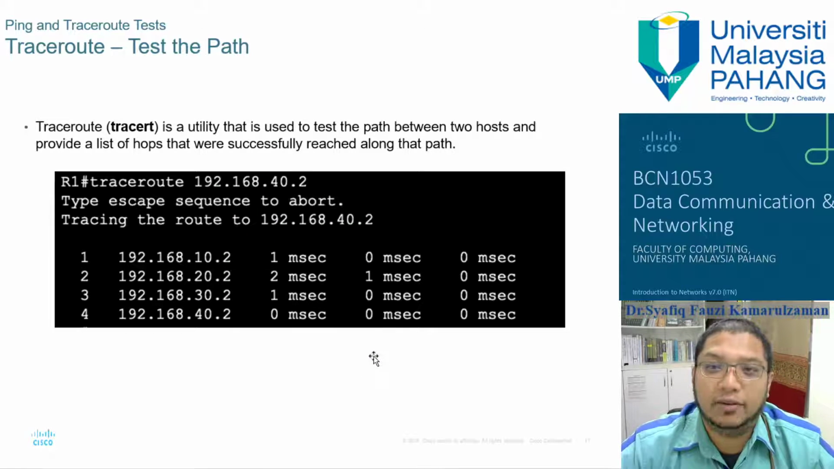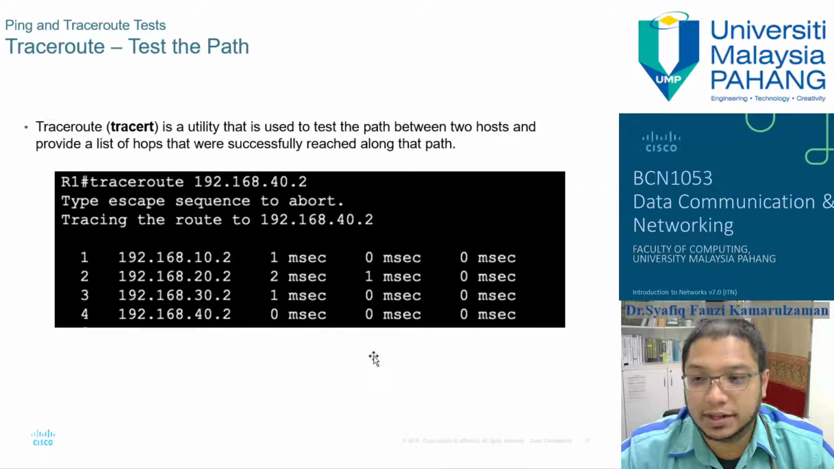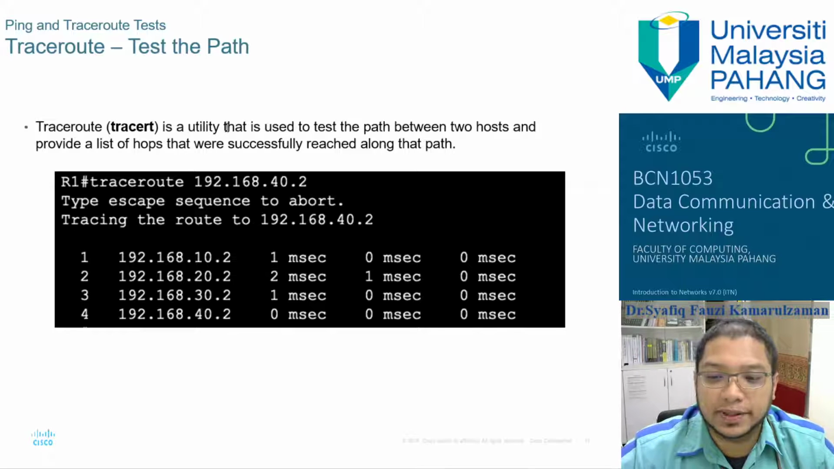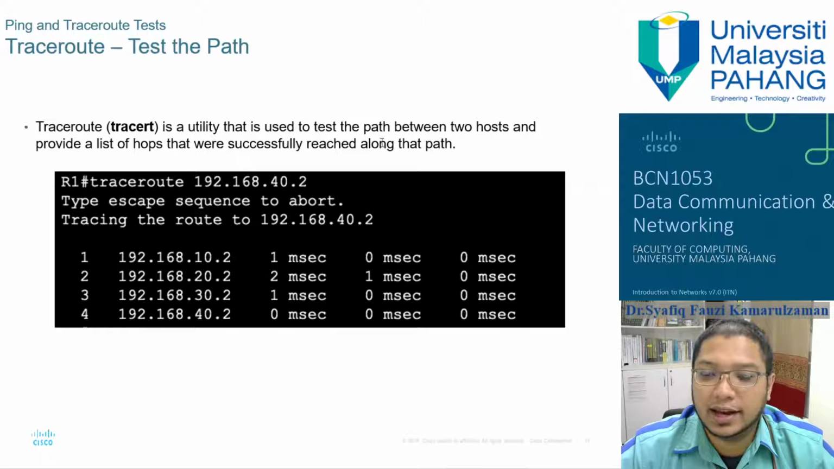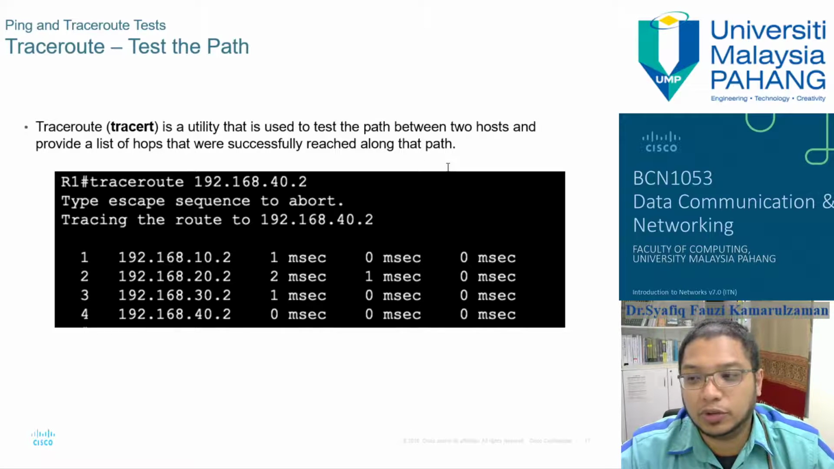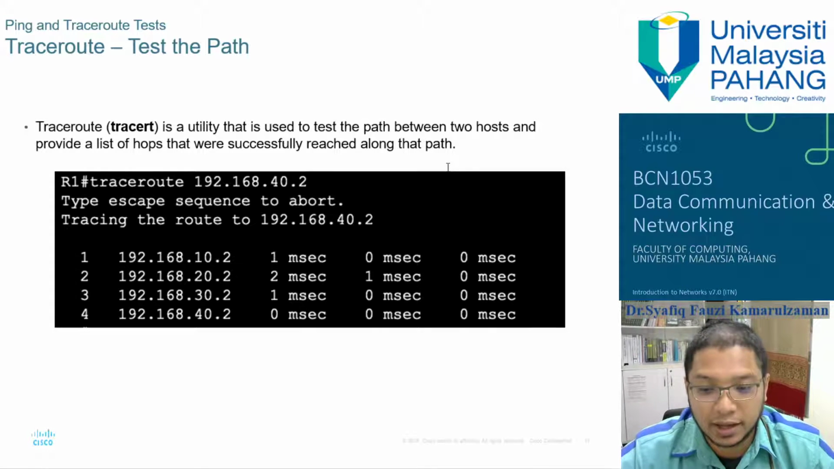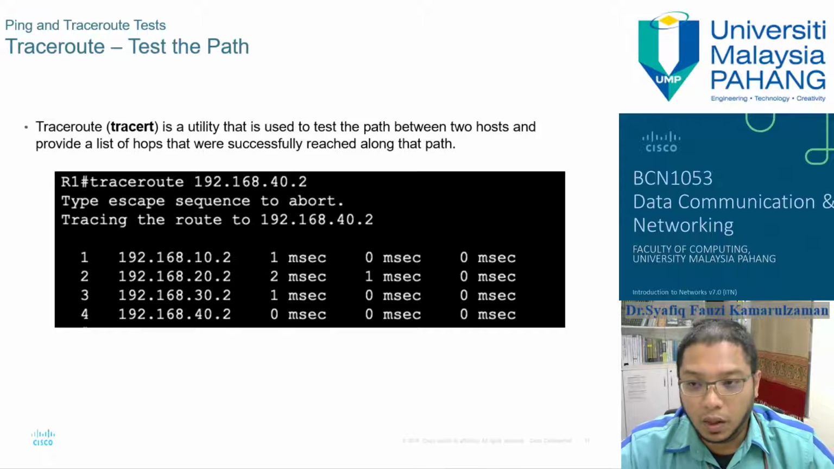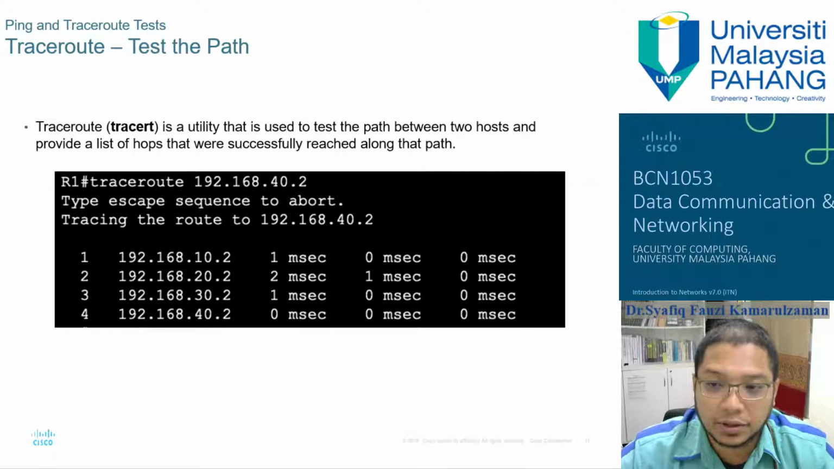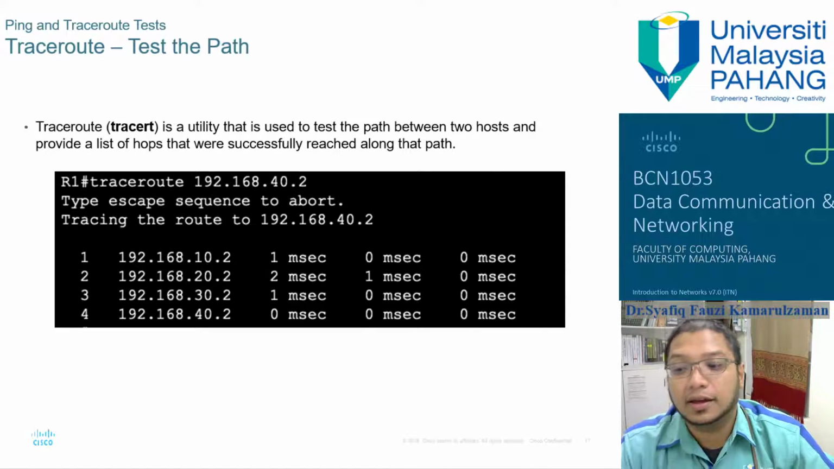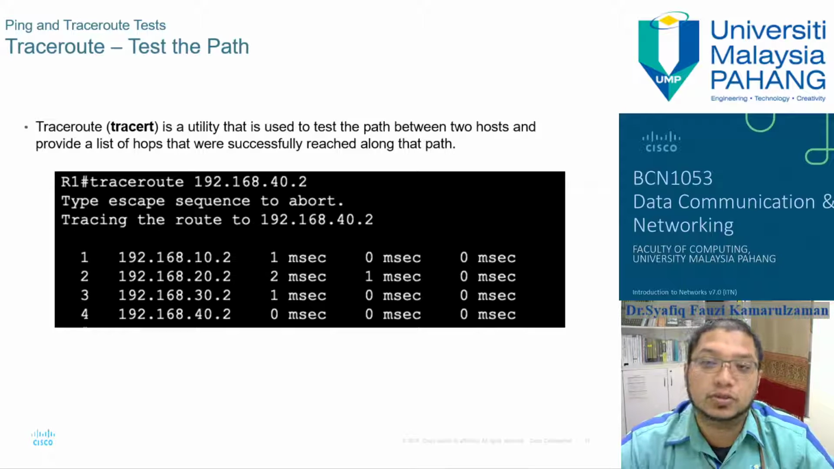Then we have what we call traceroute. The command is tracert. It is basically a utility used to test the path between two hosts and provide a list of hops that are successfully reached along that path. Traceroute provides the round trip time for each hop along the path and indicates if a hop fails to respond.